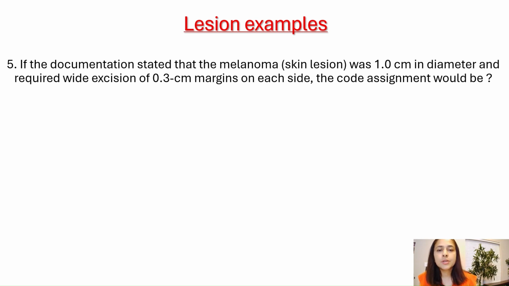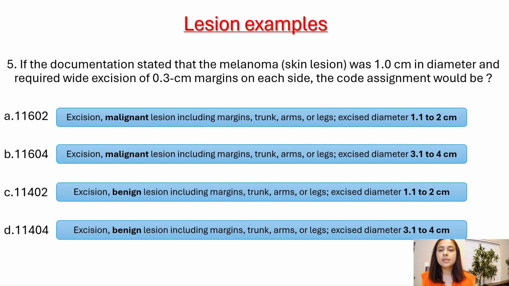Another question is, if the documentation stated that the melanoma skin lesion was 1 centimeter in diameter and required wide excision of 0.3 centimeter margin on each side, the code assignment would be, from the options and the descriptions. So it should be the 1 centimeter diameter plus 0.3 centimeter plus 0.3 centimeter margin. The total is 0.6 centimeter total margin and 1 centimeter diameter. So 1 plus 0.3 plus 0.3 is 1.6.